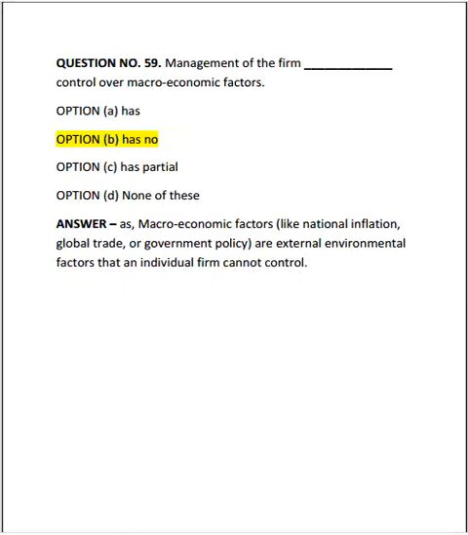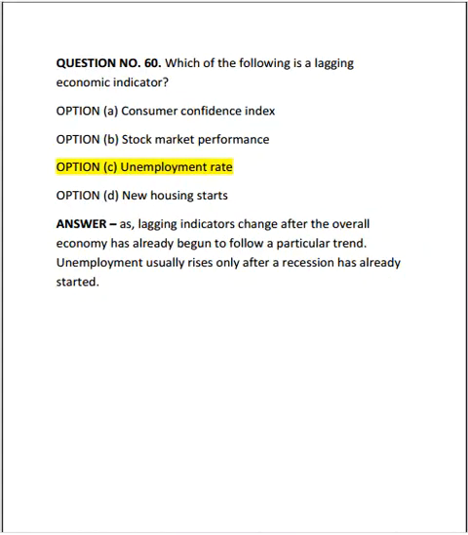Question No. 59. Management of the firm control over macroeconomic factors. Option A, has. Option B, has no. Option C, has partial. Option D, none of these. Answer, B. Macroeconomic factors like national inflation, global trade, or government policy are external environmental factors that an individual firm cannot control.